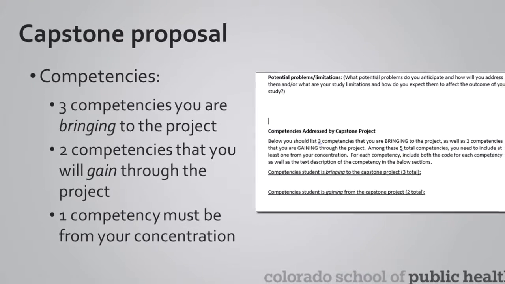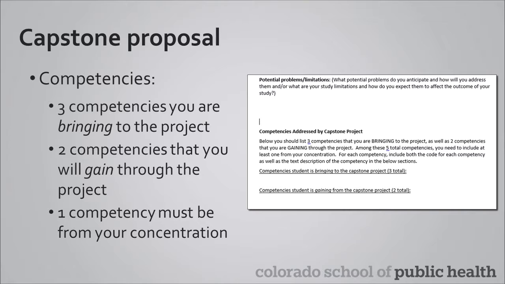The next two sections pertain to the public health competencies. You'll identify a total of 5 competencies to be addressed through your capstone project. This includes 3 competencies that you feel you've attained and demonstrated that you'll be bringing to the project, as well as 2 competencies that you feel you'll be gaining by completing your project. Of these 5 total competencies, at least 1 needs to be from your specific concentration. The other 4 competencies can be foundational public health competencies, competencies from your concentration, or competencies from another concentration. You'll find a link to all of the MPH competencies in the pre-Capstone Canvas site.